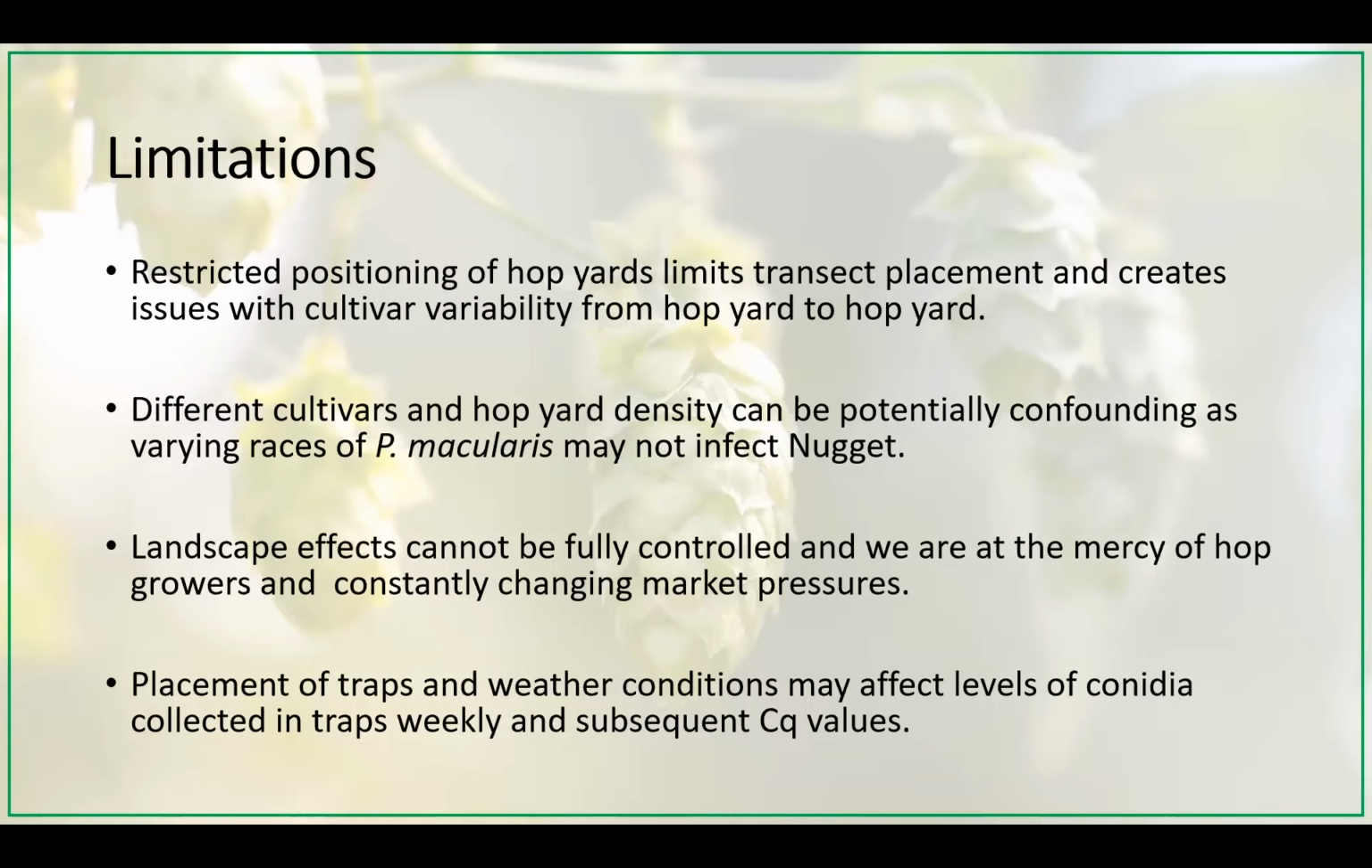And then we can't control the landscape effects. So we're at the mercy of the hop growers with what they want to plant, where they want to plant it, as the brewing market is constantly changing as the consumers want newer, more fruity beers, so they have to change out their cultivars continuously, and we can't control for that. Then the placement of traps and weather conditions may affect levels of conidia collected in traps weekly, which would then affect the analysis in the assay.